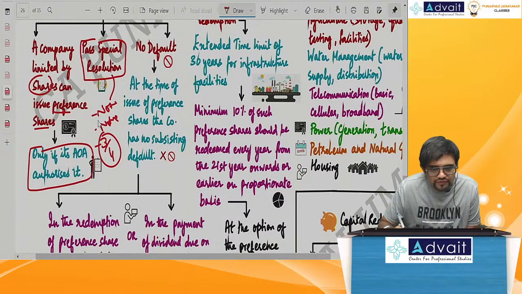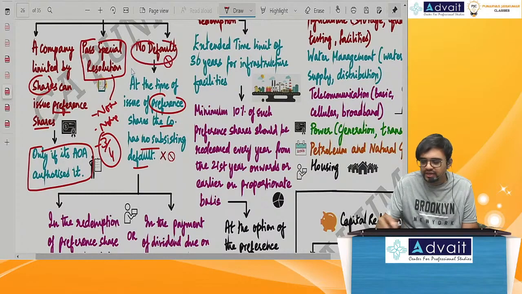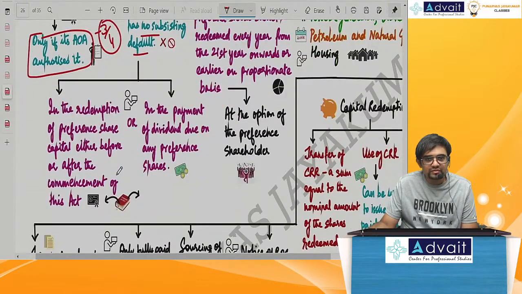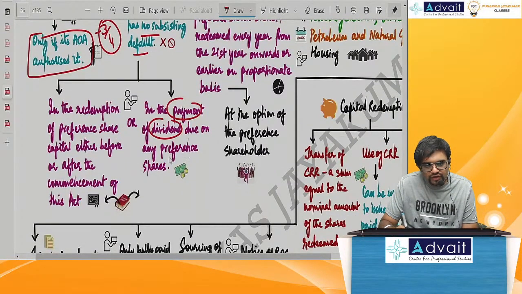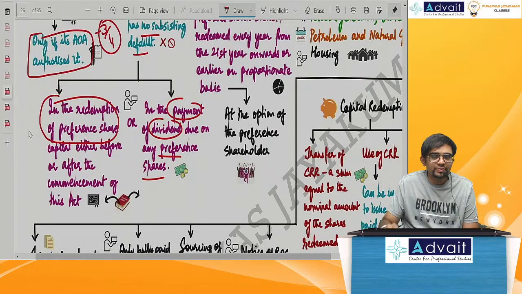Then, at the time of issue of preference share capital, the company should have no subsisting default. There should not be any default while issuing preference share capital. First of all, there should be no default in payment of dividend due for any preference shares. Second, there should not be any default in the redemption of preference share capital, either before or after the commencement of the act.